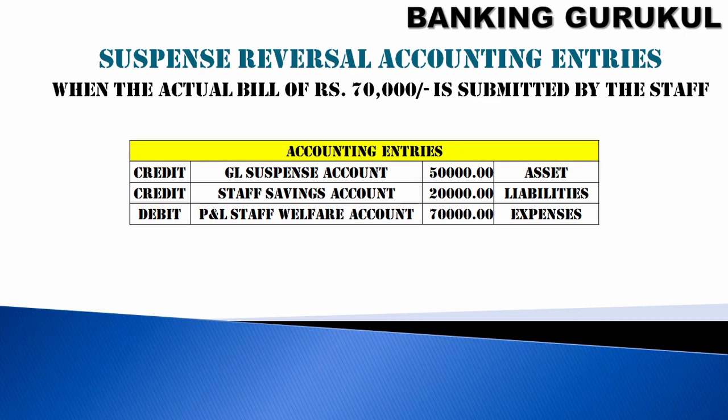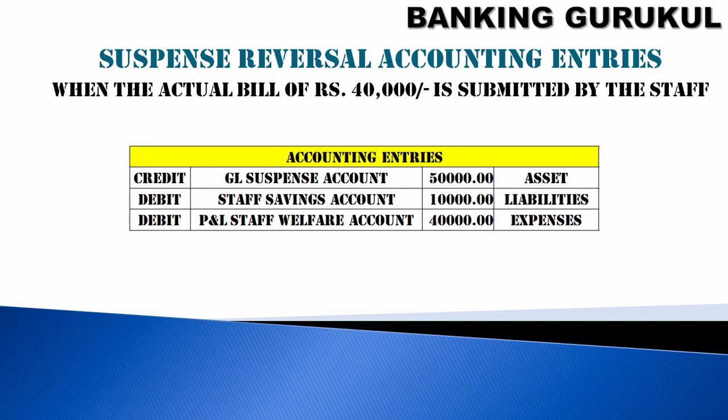So now what will I do? Already I debited 50,000 to my suspense account. I'll credit 50,000 to the suspense account, and the total sanction was 70,000, so I'll debit the expenses. Staff welfare account is debited 70,000, with 20,000 to the staff account and 50,000 to the suspense account. But whenever you are posting entries to the suspense account, always enter the employee number, employee name, code and remarks.